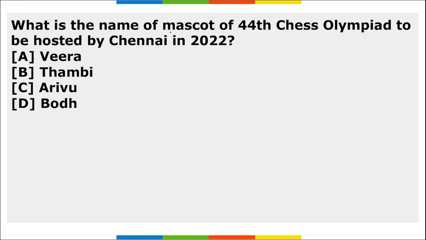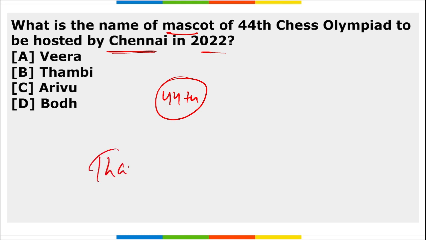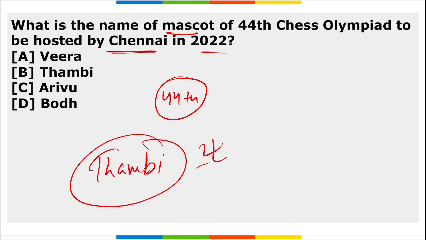Next question is, what is the name of the mascot of the 44th Chess Olympiad to be hosted by Chennai in the year 2022? I repeat, what is the name of the mascot of the Chess Olympiad that will be hosted by Chennai in the year 2022? It is Thambi. This is the name of the mascot.